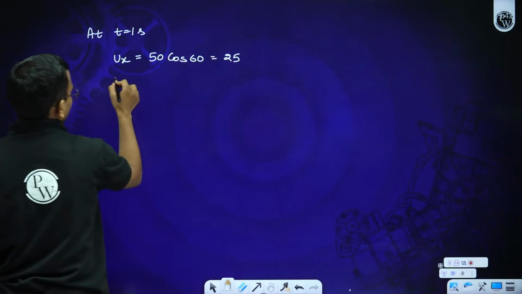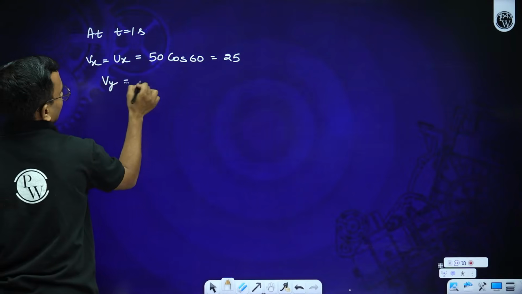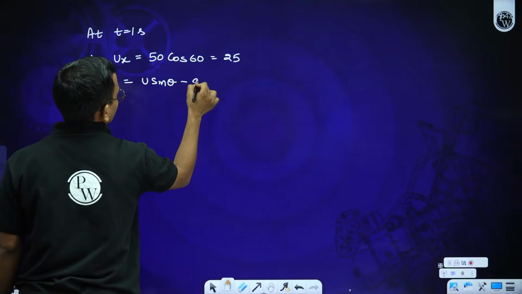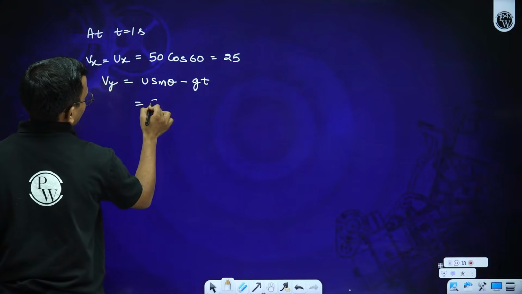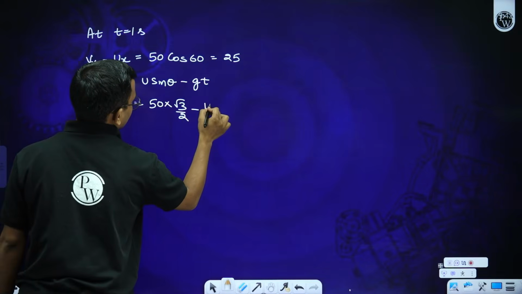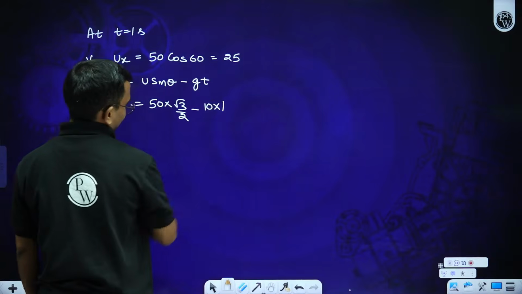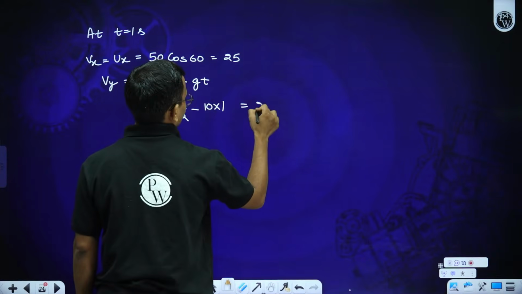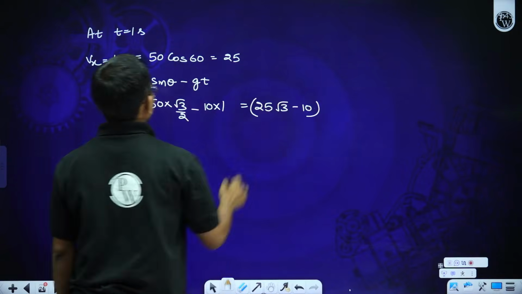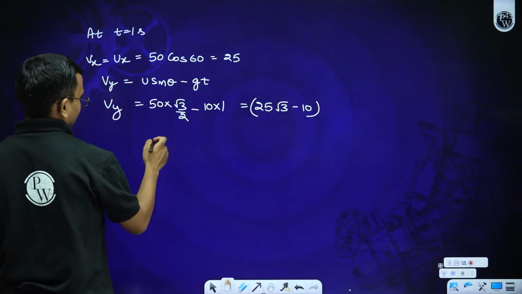25. This is my Vx. The vertical velocity, that is u sin theta minus gt. U is 50, so 50 cos 60 minus 10 into the time, which is 1. So it is 25 root 3 minus 10. This is the y velocity, this is the x velocity.